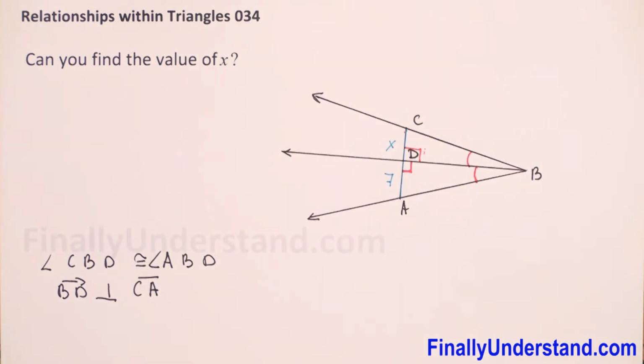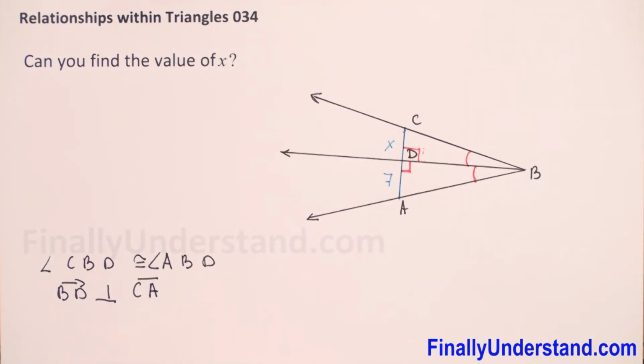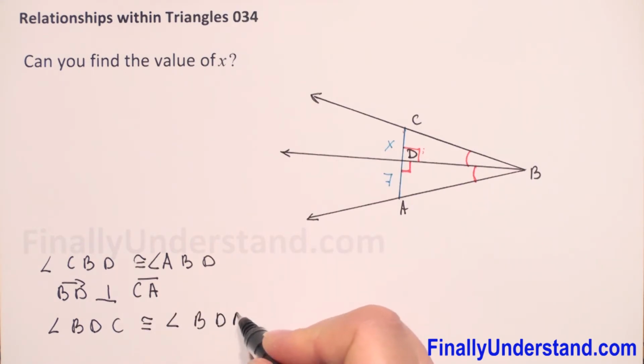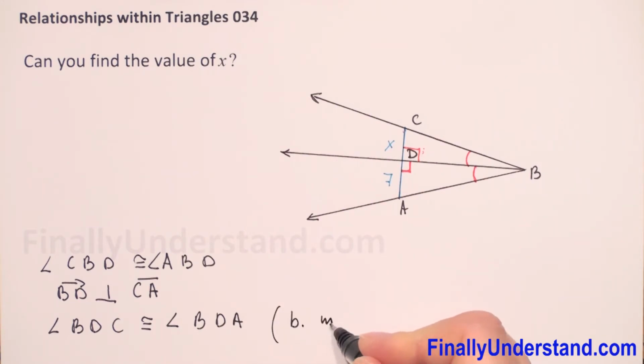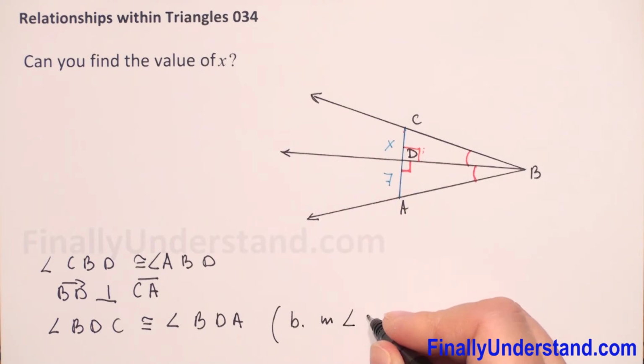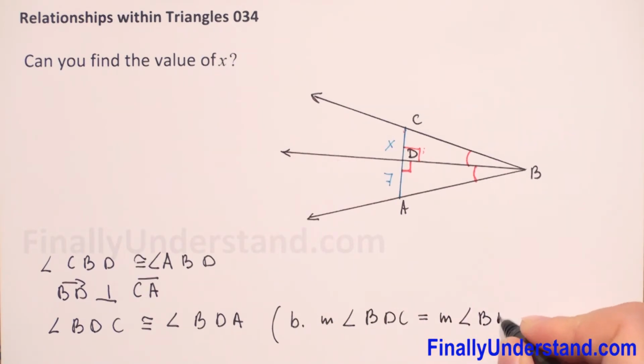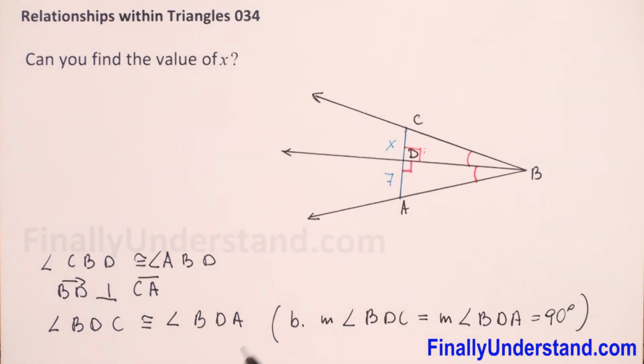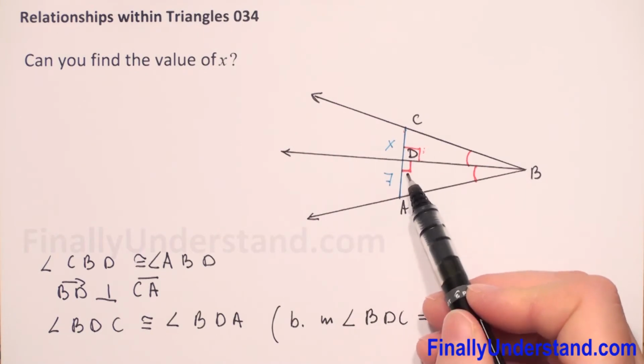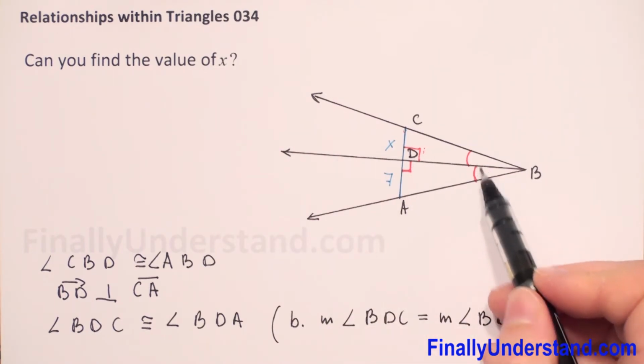So we can write that angle BDC is congruent to angle BDA, because the measure of angle BDC is equal to the measure of angle BDA, and this is equal to 90 degrees. So these two angles are congruent, and those two angles are congruent.